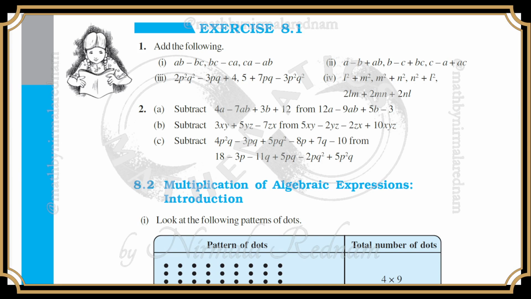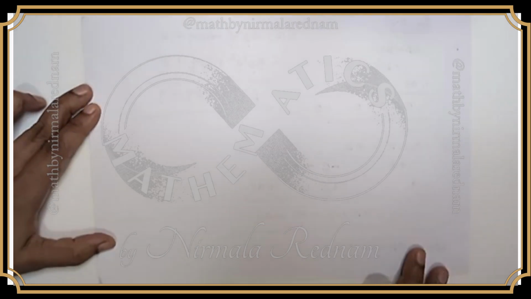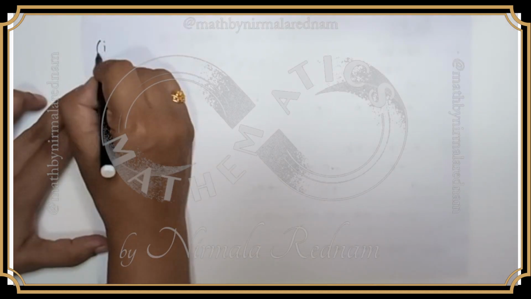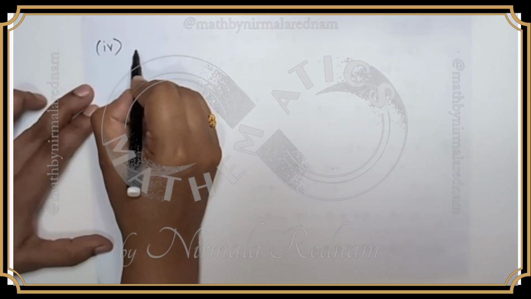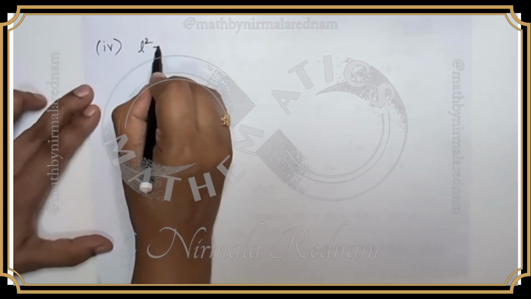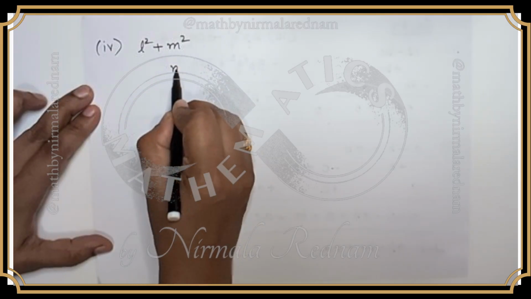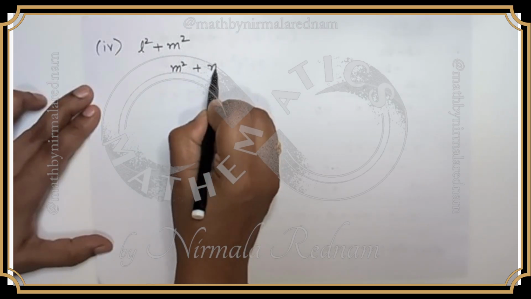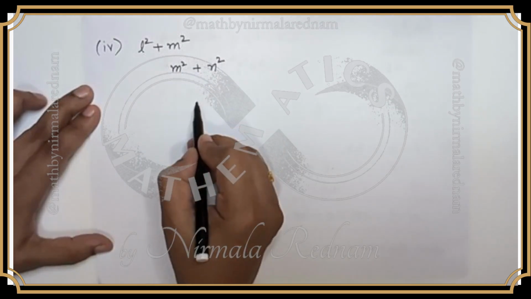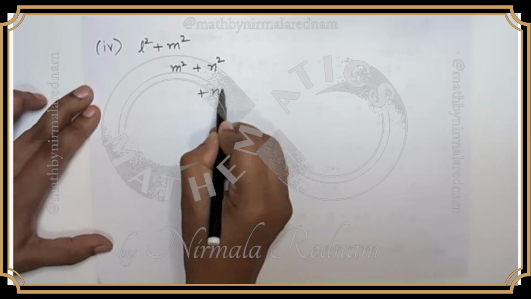Next I have 4 expressions. Okay, 4 expressions are given to us. Let me write them down quickly. I have L square plus M square, right? And then the second one is M square plus N square, right? And the third one is N square plus L square.